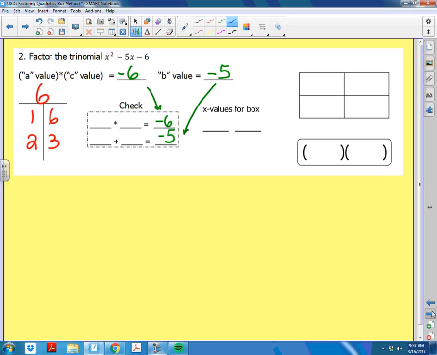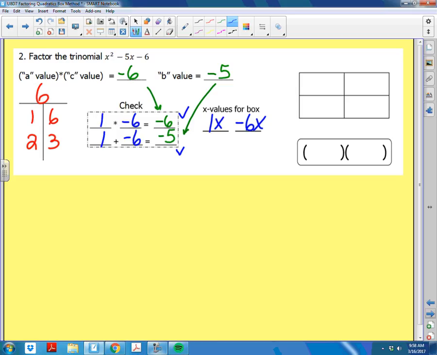Now, could we add negative 2 and negative 3 and get negative 5? But why is that wrong, Tristan? Because you can't multiply them and get a negative, right? See why you have to make sure both work. So we say, okay, so it's 1 times negative 6 and 1 times negative 6. It works here and it works here, which means our x terms are 1x and negative 6x.